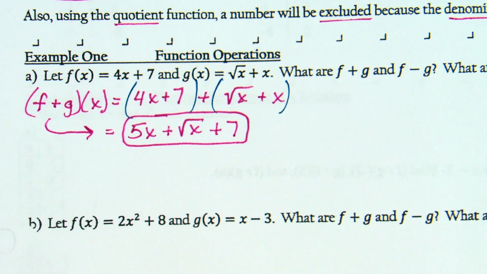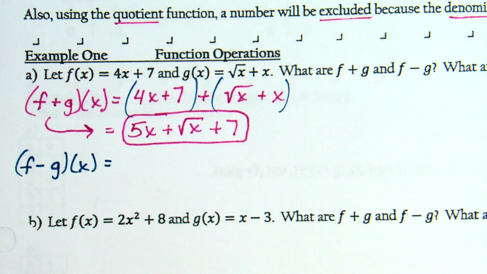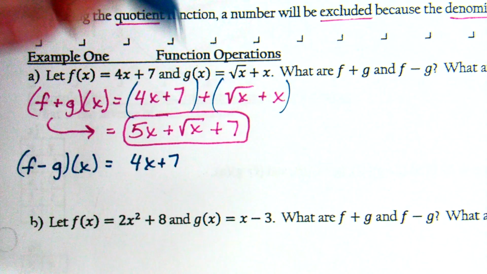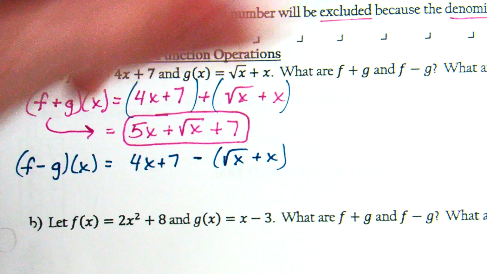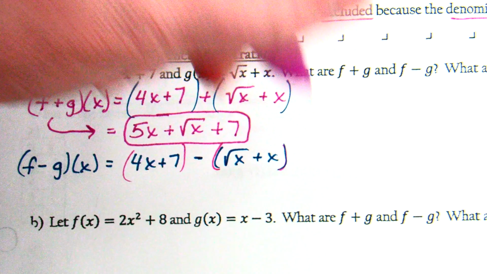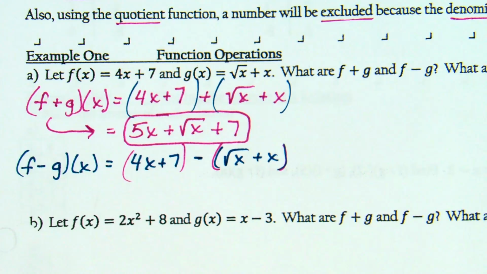Okay, the next thing we're asked to find is f minus g of x. Which if we're asked to find f minus g of x, that means we're finding f of x minus g of x. And f of x here is 4x plus 7 minus g of x, which is square root of x plus x. Now, I put the parentheses around them again. Do my parentheses mean something this time?